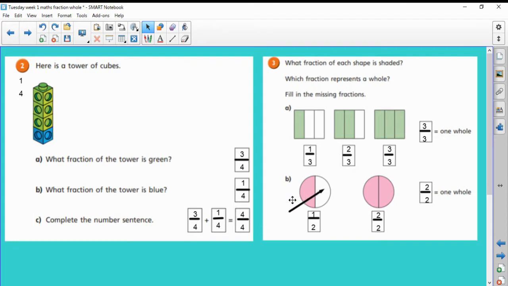Here, the shape is cut and divided into 2 equal halves. One of the halves is shaded, 1 out of the 2 parts, a half. Here, both halves are shaded, 2 parts of the shape, 2 out of 2. 2 out of 2 is 1 whole. 2 halves equals 1 whole.